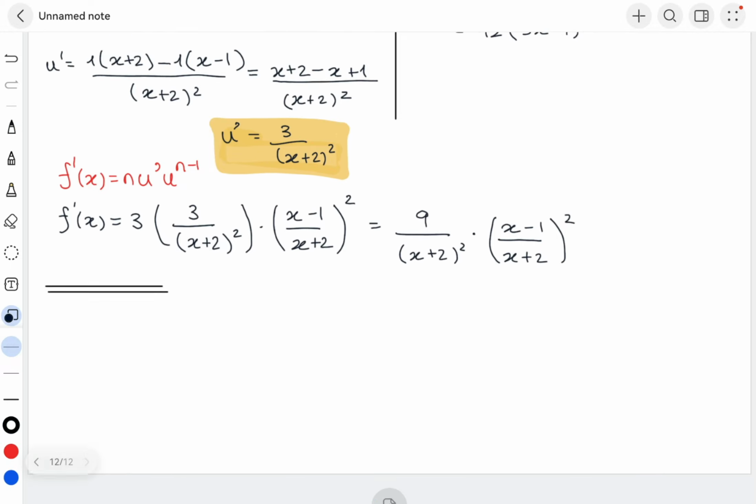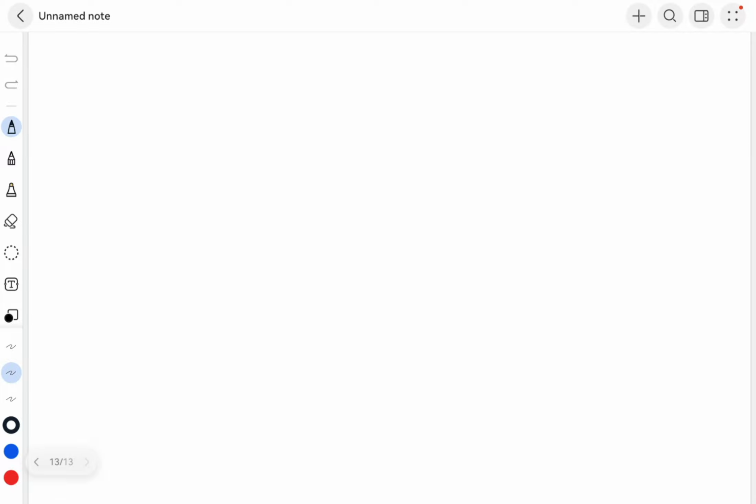Let's do one more example using radicals. Let's say f of x is radical x squared minus 1 over x plus 3. Before, we had the power to be 3, but here we have a radical, so we need to find the power ourselves.